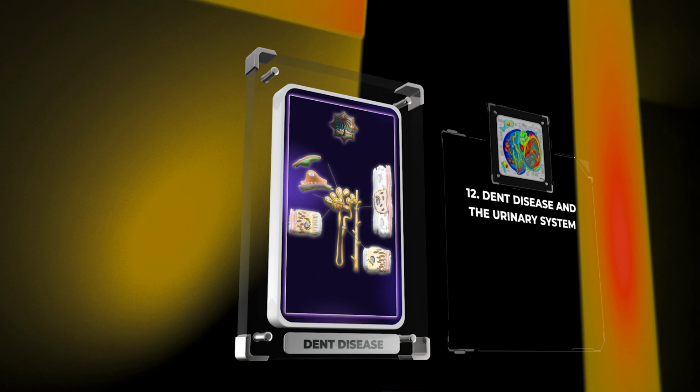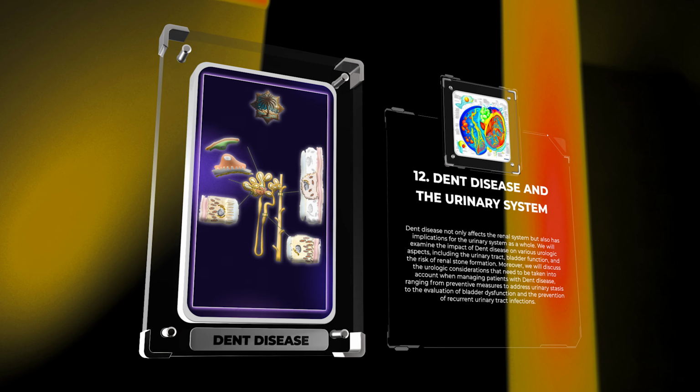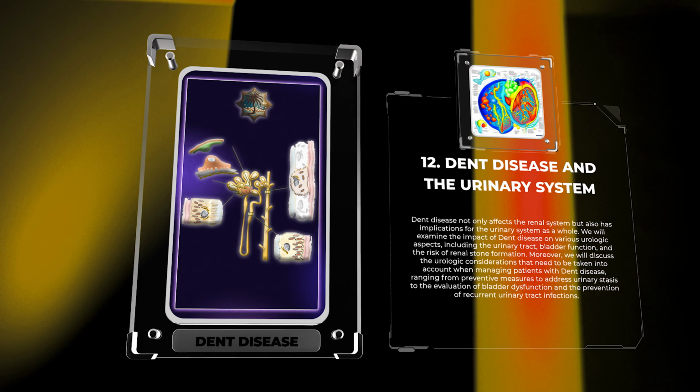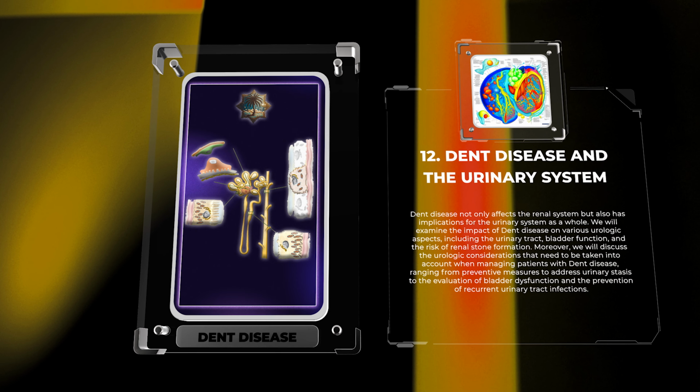Dent disease not only affects the renal system but also has implications for the urinary system as a whole. We will examine the impact of Dent disease on various urologic aspects, including the urinary tract, bladder function, and the risk of renal stone formation.